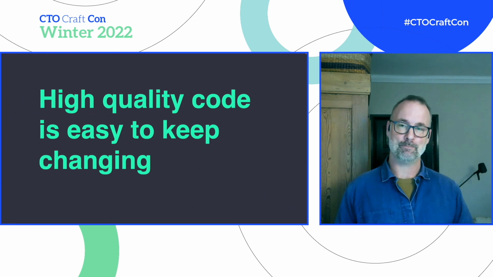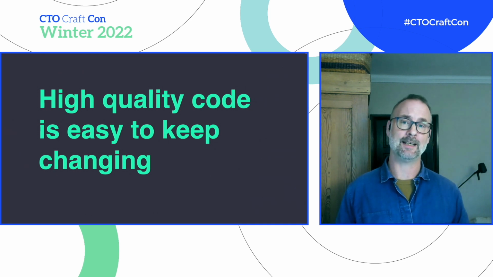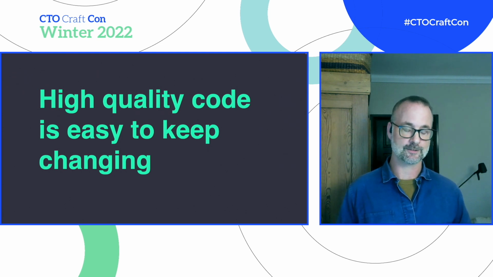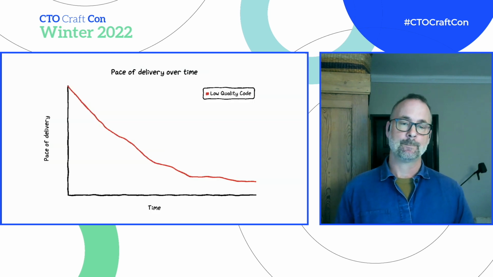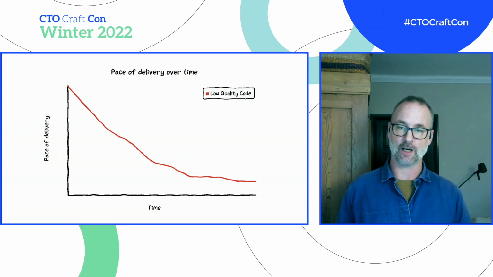I'm sure many of you will already be convinced of the value of high quality code, but I do think it is important that we're really clear on why high quality code is cheaper and quicker to develop than lower quality code, because we need to be able to explain this to ourselves, to our teams, and to others. The way I want to explain this is with some made-up graphs.